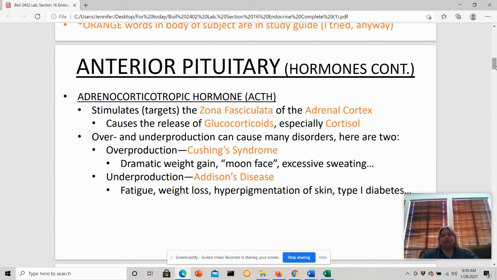And if an individual has Cushing's syndrome, they can end up with dramatic weight gain, moon face, excessive sweating. Underproduction leads to Addison's disease. The person may experience fatigue, weight loss, hyperpigmentation of the skin. That just means that their skin gets darker, and type 1 diabetes.